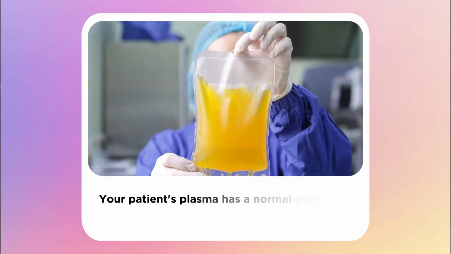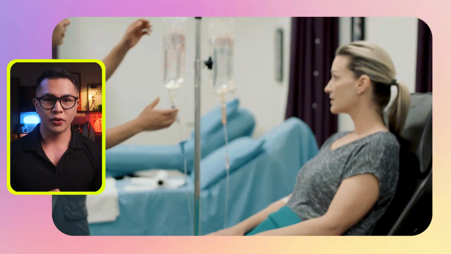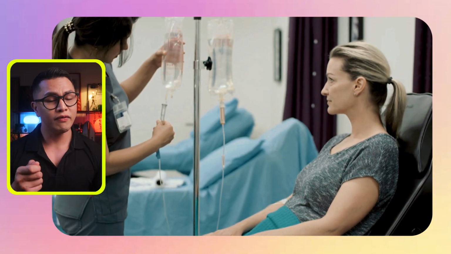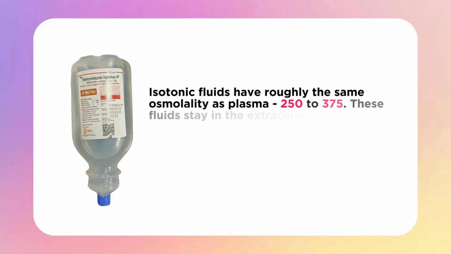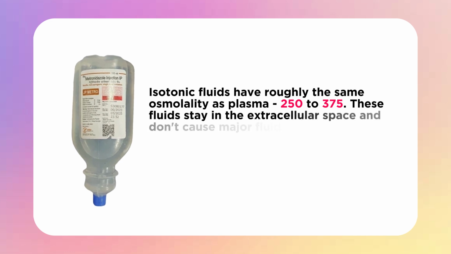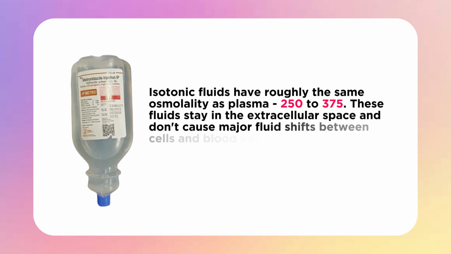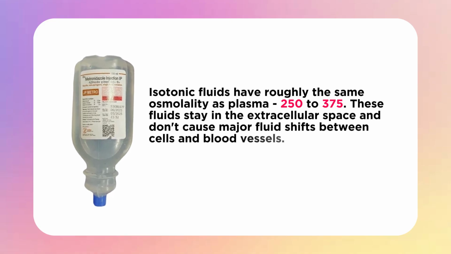Before we dive into specific fluids, you need to understand the concept that governs everything: tonicity. And here's where most people get confused, so pay attention. Your patient's plasma has a normal osmolality of 280 to 295 milliosmoles per liter. Think of this as the concentration of particles in their blood. Now, when we give IV fluids, we're either matching this concentration, going above it, or going below it. Isotonic fluids have roughly the same osmolality as plasma, 250 to 375. These fluids stay in the extracellular space and don't cause major fluid shifts between cells and blood vessels.